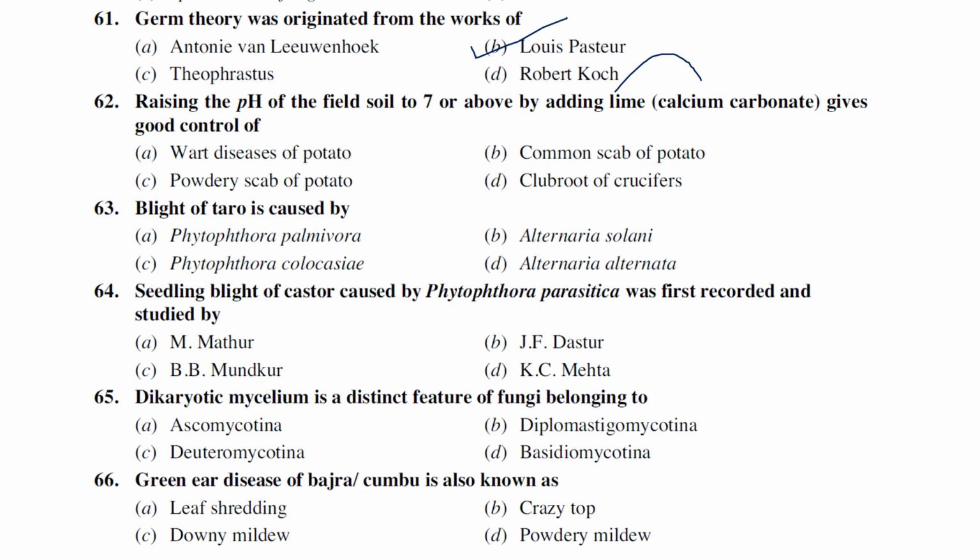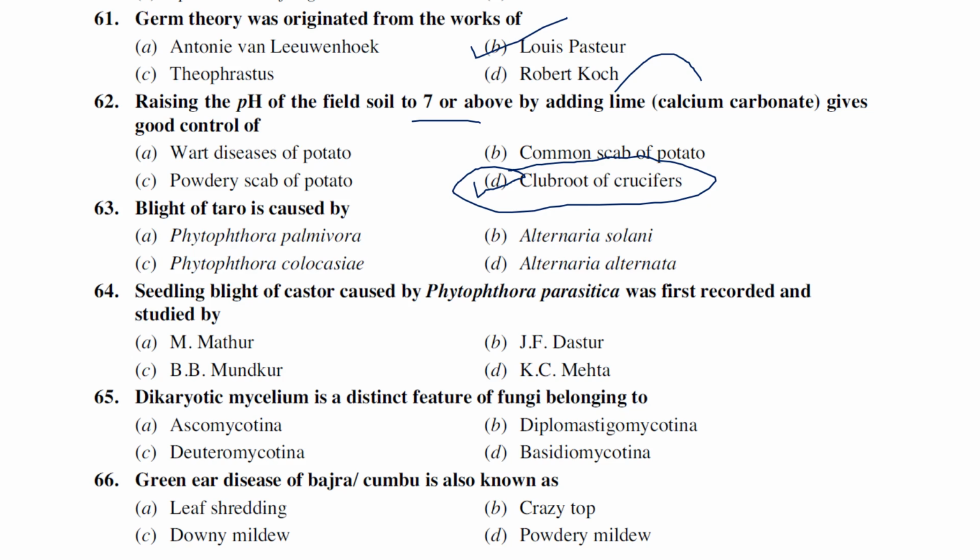Raising the soil pH, by adding lime, that is calcium carbonate, gives very good control of which disease: common scab of potato, powdery scab of potato, or club root of crucifers? Here the club root of crucifers is very severe in acidic soil. If the soil pH is around 5.2 or maybe 5.5, this disease is very severe. So the best management practice is to raise the soil pH.